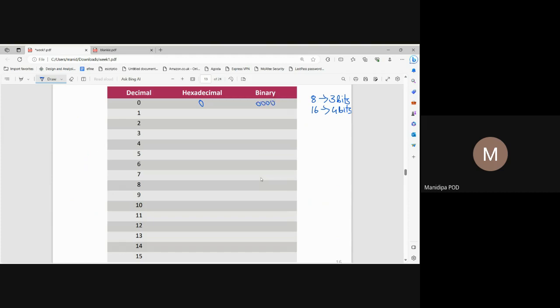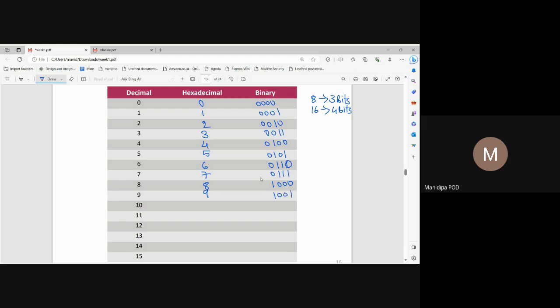So this 1, I will in hexadecimal also write 1. Here I will write 0, 0, 0, 1. 2 in hexadecimal will be the same, 2. Here I will write 0, 0, 1, 0. 3 will be 0, 0, 1, 1. 4 is 0, 1, 0, 0. 5 is 0, 1, 0, 1. 6 is 0, 1, 1, 0. 7 is 0, 1, 1, 1. 8 is 1, 0, 0, 0. 9 is 1, 0, 0, 1.